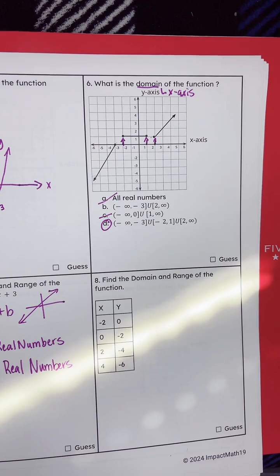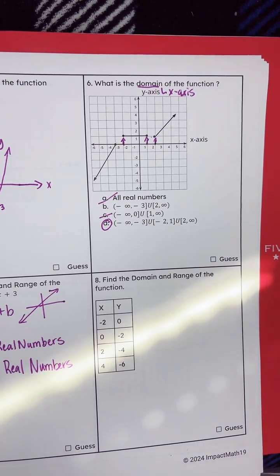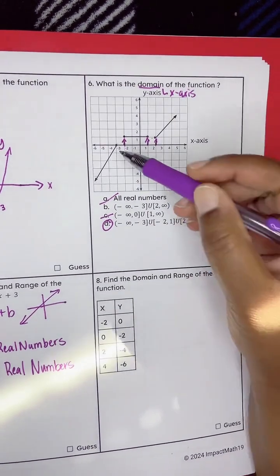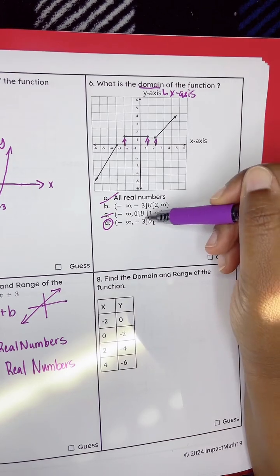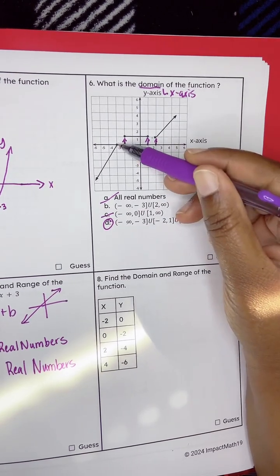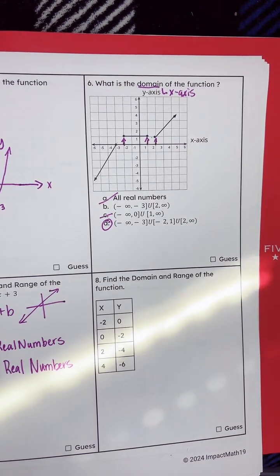I'm confused about the open and closed circles. Good, King. So that's why I just wanted to explain that. Open circles means you do not include the number, so you have to use parentheses. Closed circle means that the number is included.